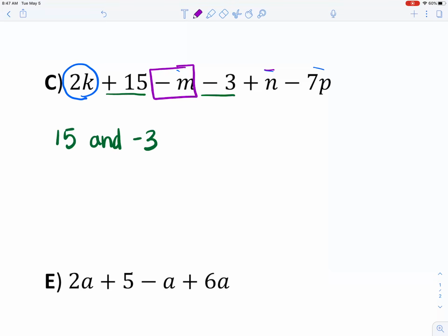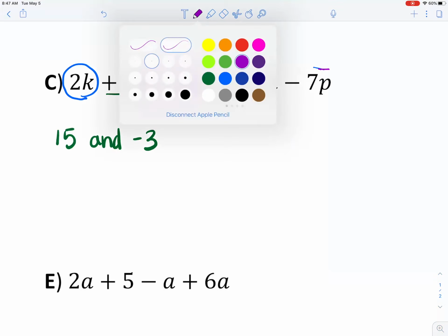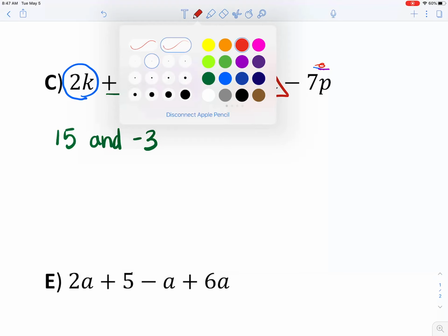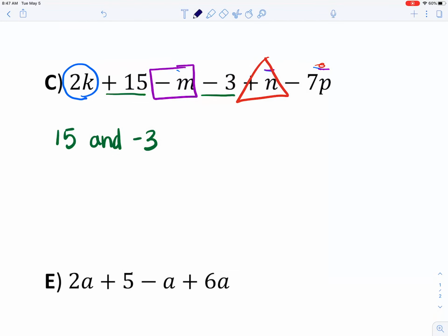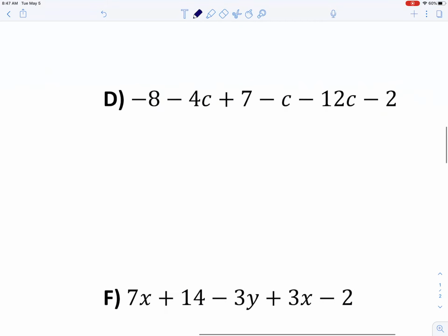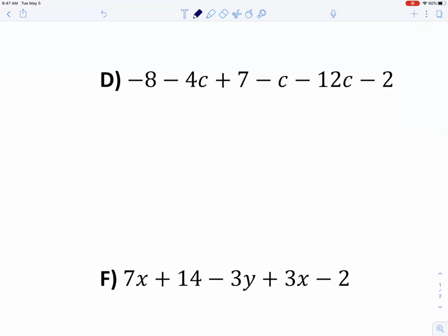I will box the m's. So this one has an m. Okay, that's the only one that doesn't have an m. Let's see. How about I will triangle the n's. So that one, and the last one isn't a triangle. Okay, I'll do a different color here. I'm running out of color options. All right, then negative 7p, that one is also different. So the only two like terms were the 15 and negative 3.